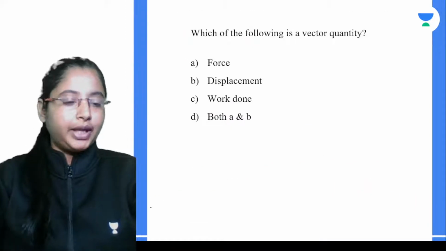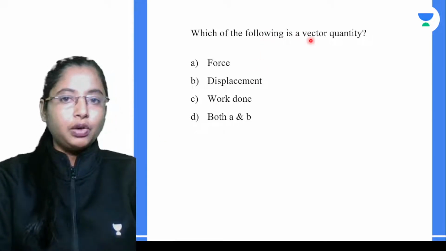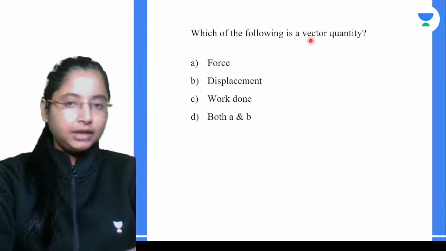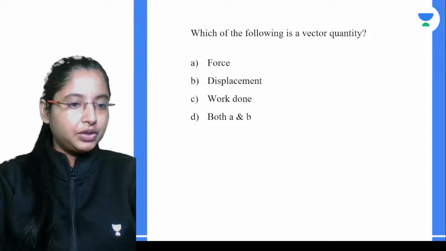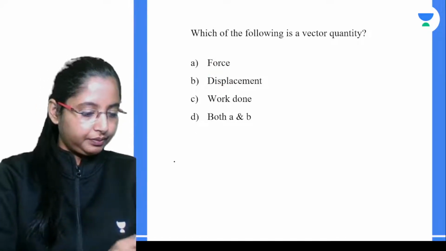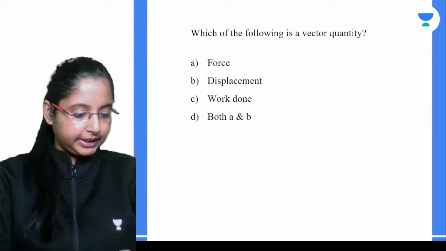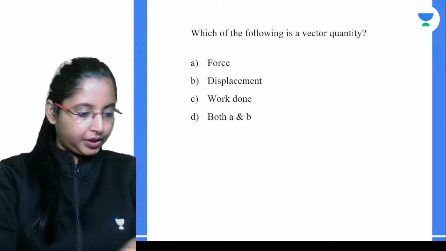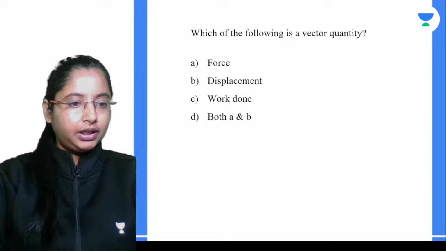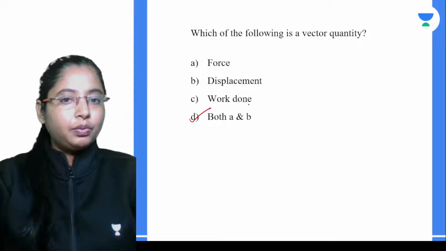Alright, so why do we do that? Before we understand that, let's see which of the following is a vector quantity. So we have work done, we have displacement, we have force, and we have both force and displacement. Which of the following do you think is a vector quantity? Okay, just a second guys. Here, if you see, both force and displacement are vectors, but work done is a scalar quantity. So both A and B, right?